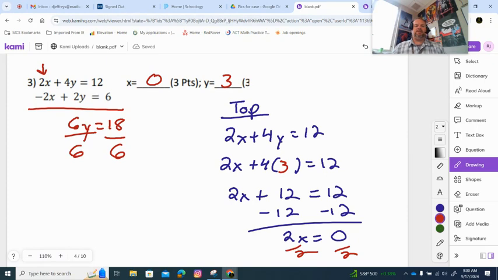Okay, so we should get a 0 right here. Now, when you get a 0, don't say it's no solution. 0 is a viable point, okay?